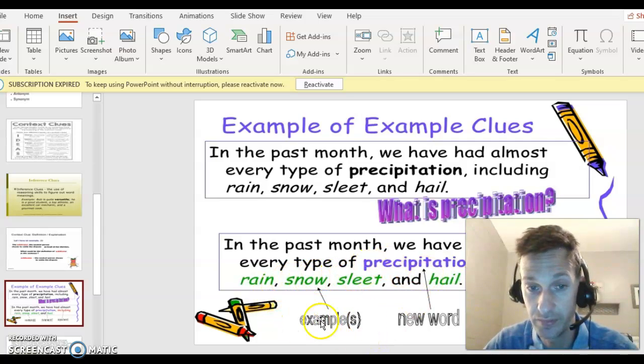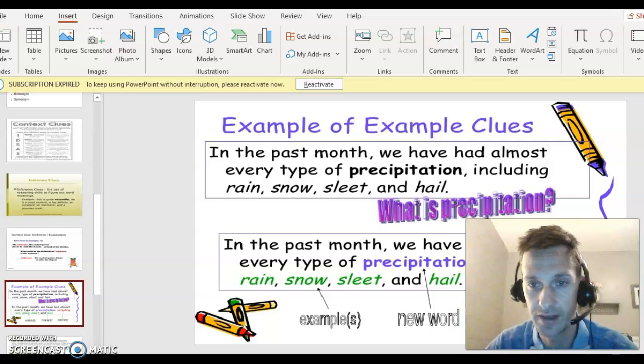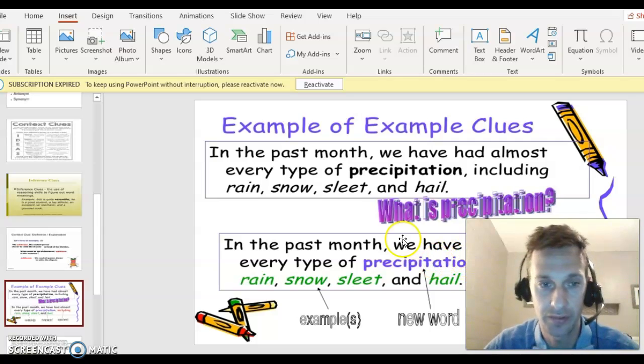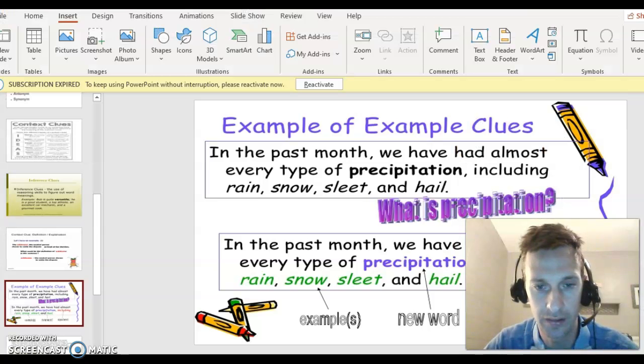The examples are rain, sleet, and snow. The new word, precipitation, and our signal word, including, also, maybe, therefore, all those signal words tell us that these are examples of what it might be. Okay, so those are those three, real quick.